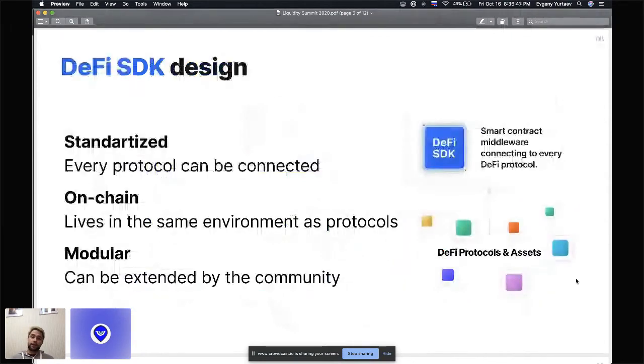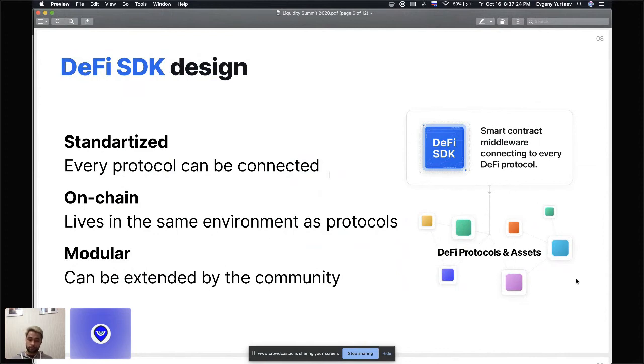When we were designing the DeFi SDK, we had 3 goals in mind. The first goal was to make it standardized. We were carefully looking at each different protocol and trying to understand how we can tie them together, what the most important points of each protocol are, and how we can make the interface to all of these different protocols standardized. Second, it lives on chain, and I already explained why that matters. The biggest plus of that is that it can fetch the data in a very precise manner.